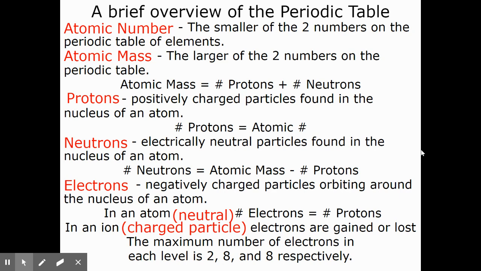Now, something to keep in mind is these electrons orbit the nucleus in levels. As you work your way out from the center of the nucleus, there are little shells, so to speak. The first level can only hold 2 electrons, and then after that, it can hold 8. So keep that in mind while we're working with this.